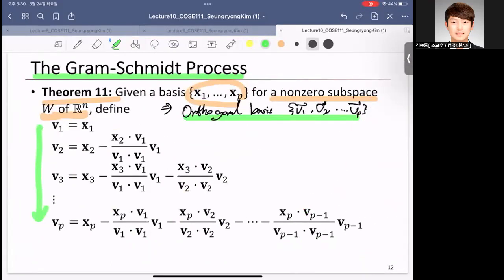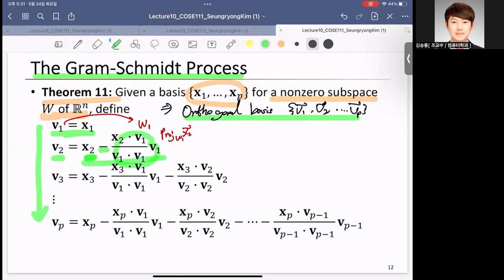So first of all, let V1 be x1. Then define subspace W1 by V1, which was just a line. Then we compute V2, which is x2 minus the projection of x2 onto W1, which is defined like this.